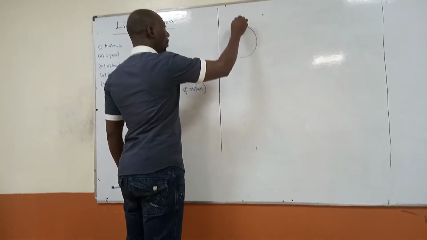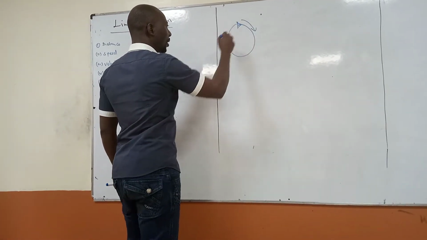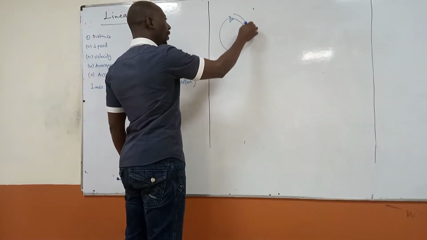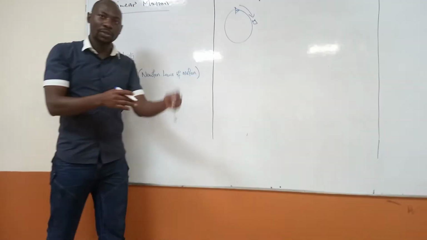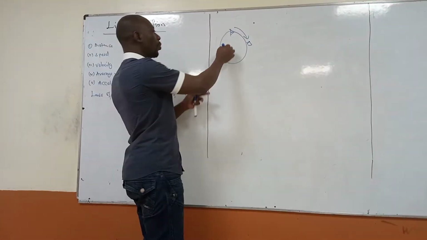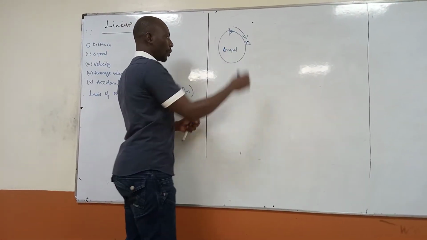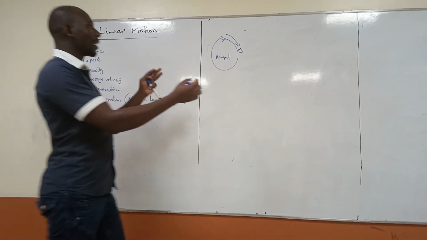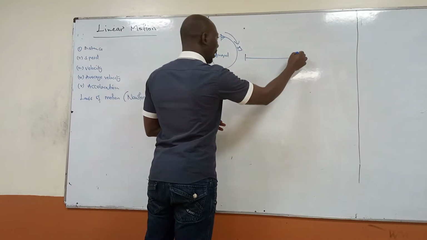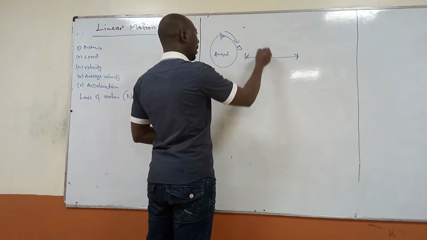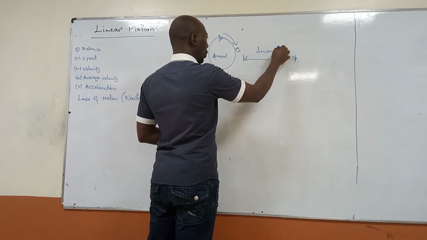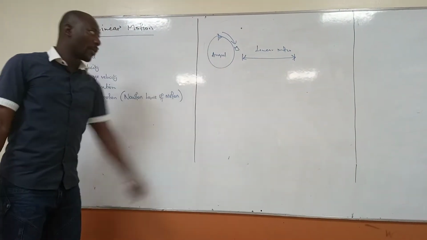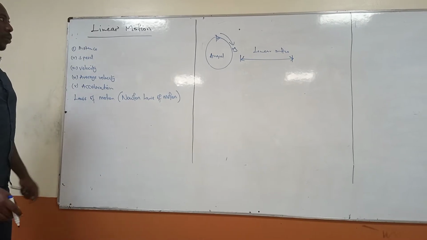So if this is a circular path, a motion along this path is now called angular, because the object moving keeps on changing the direction at a certain angle. So this one would bring us angular motion. But linear motion describes motion along a straight line, a straight path. If you have a motion moving in that side, we call it linear motion, but if it's along this side, we call it angular motion.